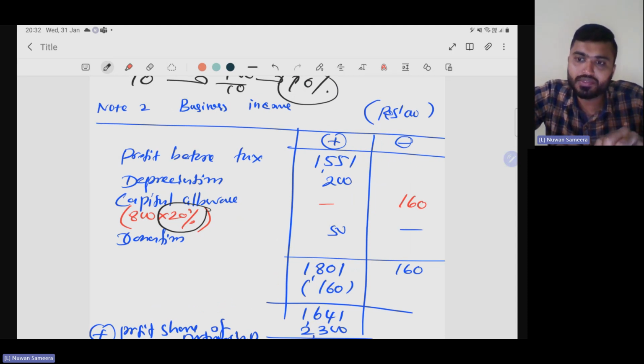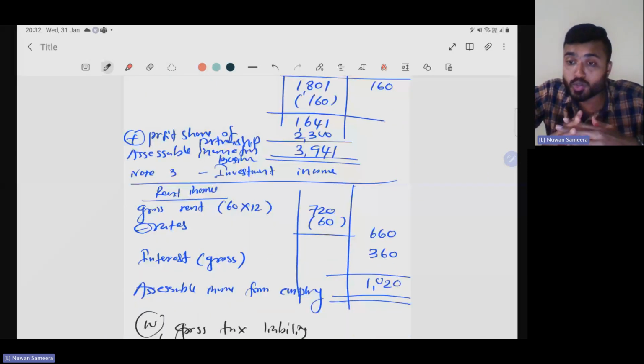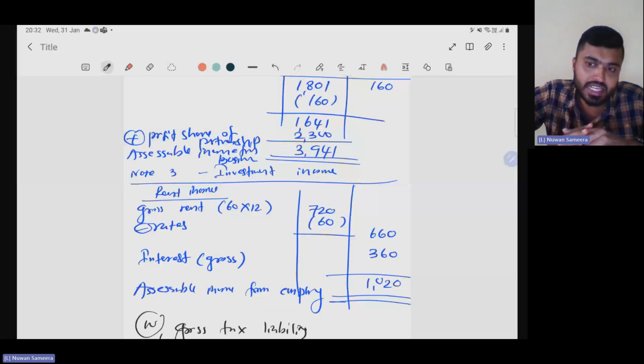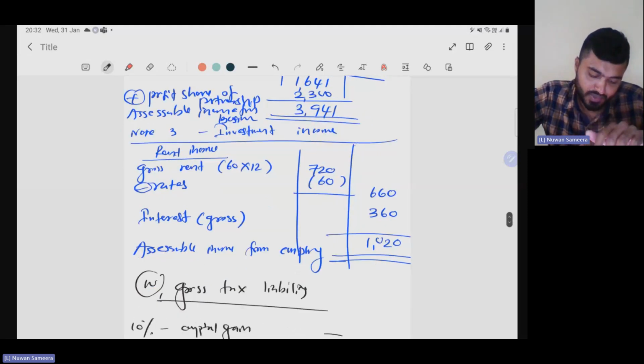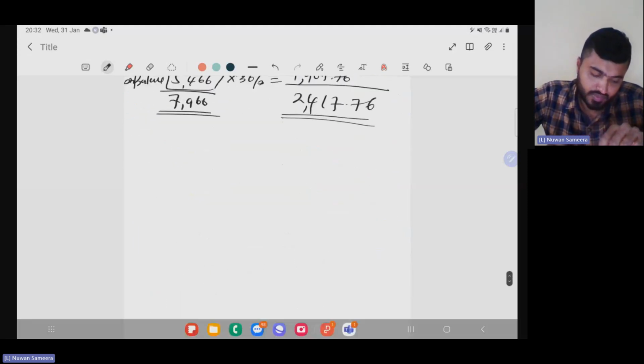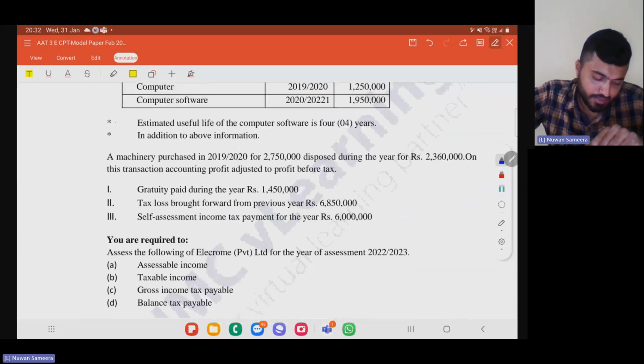Any doubt other than that regarding the individual tax calculation? Please make sure to go through the capital gain calculation, right? Please go through the capital gain, not capital allowance, capital gain. And also, under section 16, the way to calculate the disposal gain or loss for tax purposes, that means assessable charge or balance allowance. Okay, this is the end of the discussion.